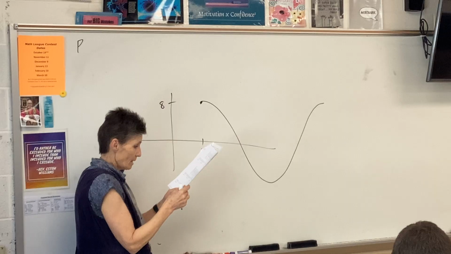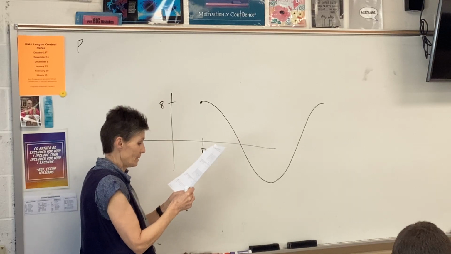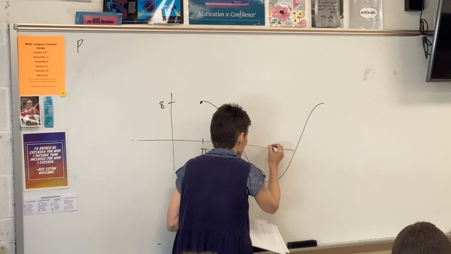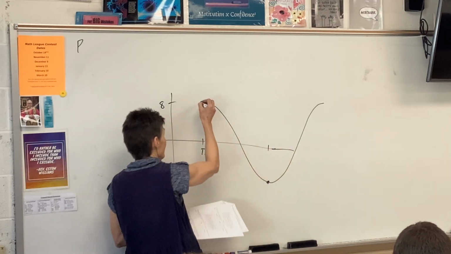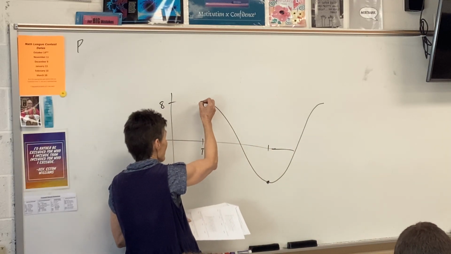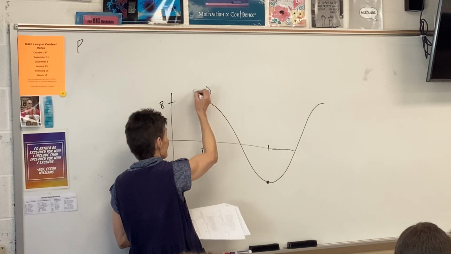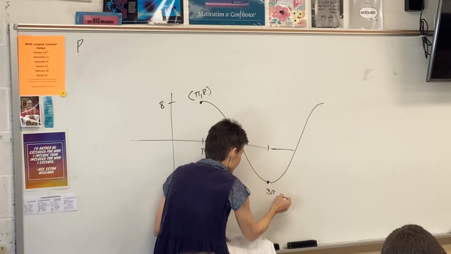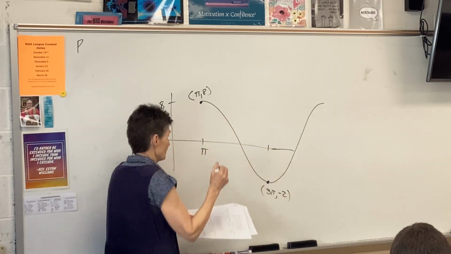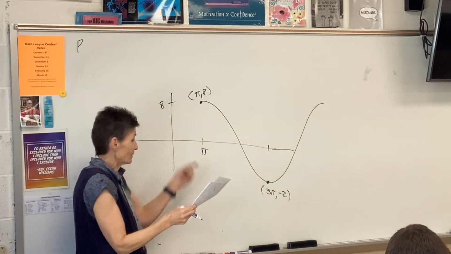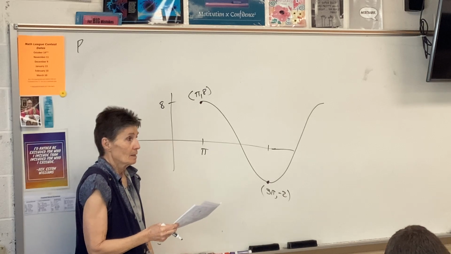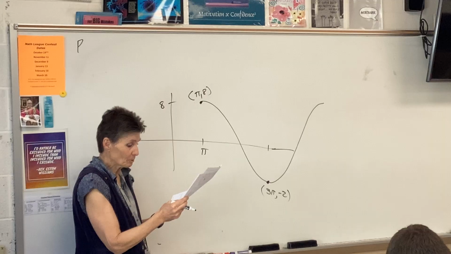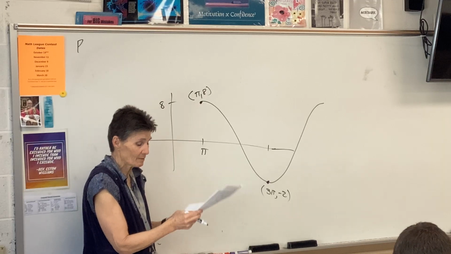The first minimum after reaching the maximum occurs at the point. So this is the first minimum after the maximum. Here's my maximum at (pi, 8). The first minimum is at (3pi, -2). Obviously my scale is off, but there it is. Find the period, frequency, amplitude, and midline for this graph.